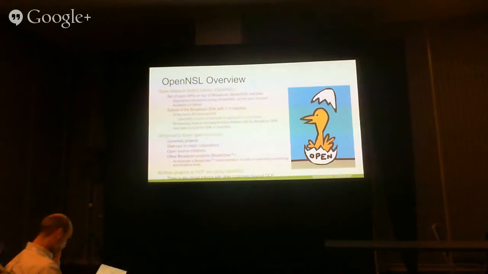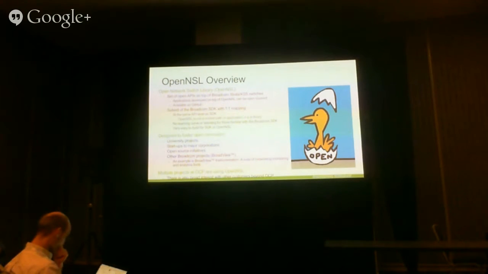So OpenNSL is a set of APIs that sit on top of the Broadcom SDK for Strata XGS switching. There are probably a number of people in the room here. If you looked at the OpenNSL source code, you'd recognize the SDK API immediately. You'd see the calls right in there.